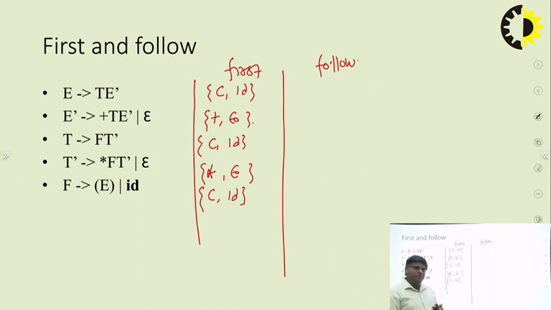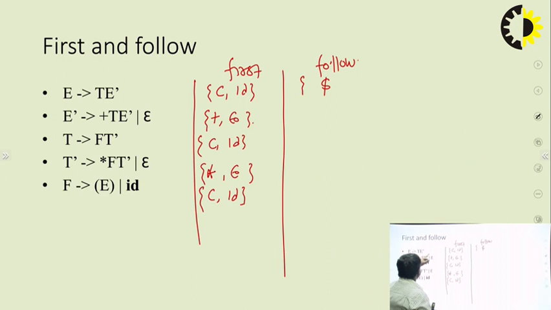When we are computing the follow of any production, then we always start from the start symbol. By default, the follow of the start symbol is dollar. When we are computing the follow, we search that non-terminal on the right side of the production. When we compute the first of any non-terminal, we search that non-terminal on the left side of the production. Now we compute the follow of E.